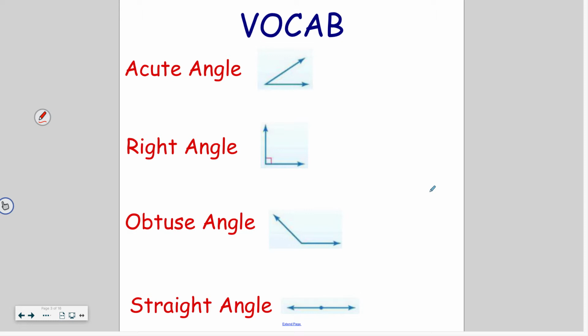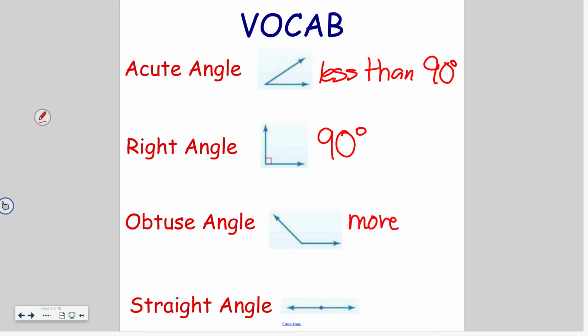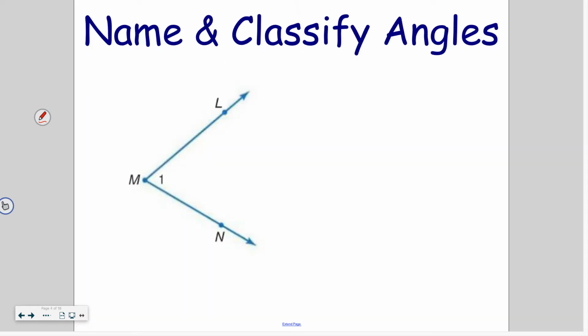Couple things for angle vocabulary. This is things you have heard before, but just to give you a refresher. There are four types of angles: acute, right, obtuse, and straight. An acute angle, as pictured here, is less than 90 degrees. A right angle is exactly 90 degrees. An obtuse angle is more than 90 degrees. And a straight angle is 180 degrees. That's also a straight line, but if we're talking about angles, we're going to call it a straight angle.